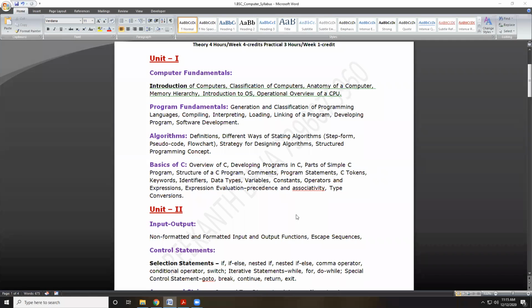Okay, after that we move to the basics of C language. Okay, we try to discuss what next? Basics of C language. See, according to our university syllabus, we are discussing in unit 1 the introduction of C language.